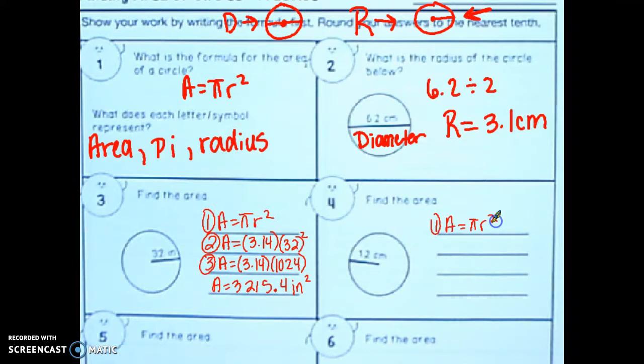Area equals pi r squared. Number 2, area equals pi times the radius. This is halfway through, so this is my radius. 1.2 squared. 1.2 squared is 1.44. That means 1.2 times 1.2. I multiply that by 3.14 and round to the nearest tenth. The area is 4.5 centimeters squared.